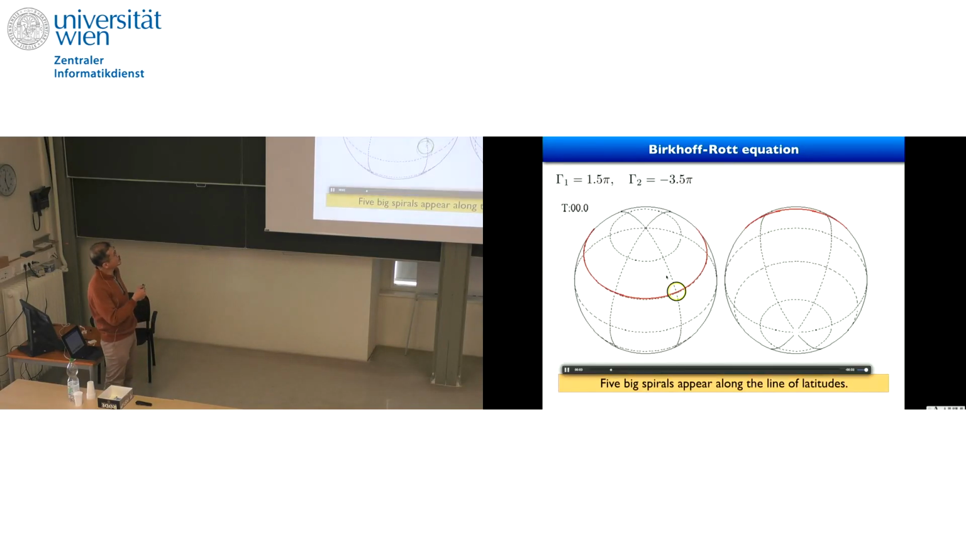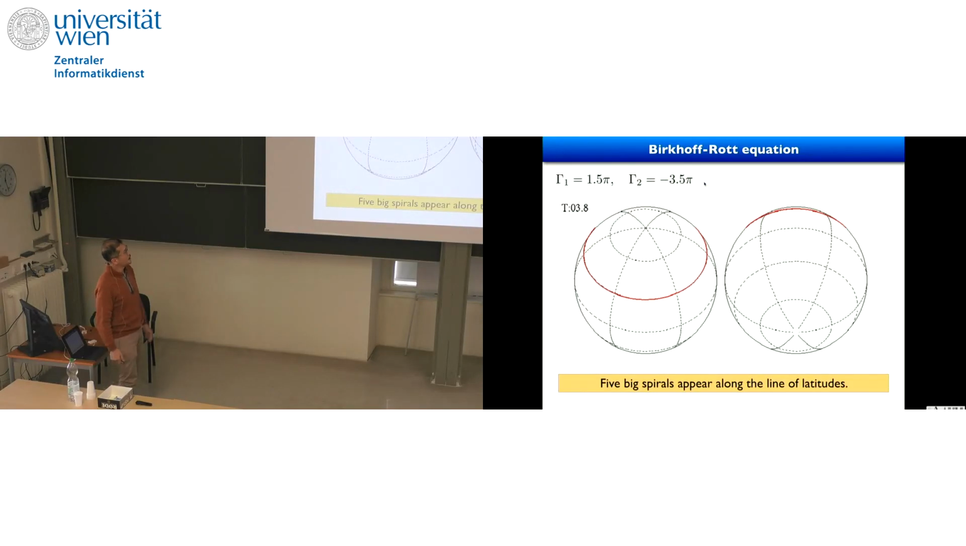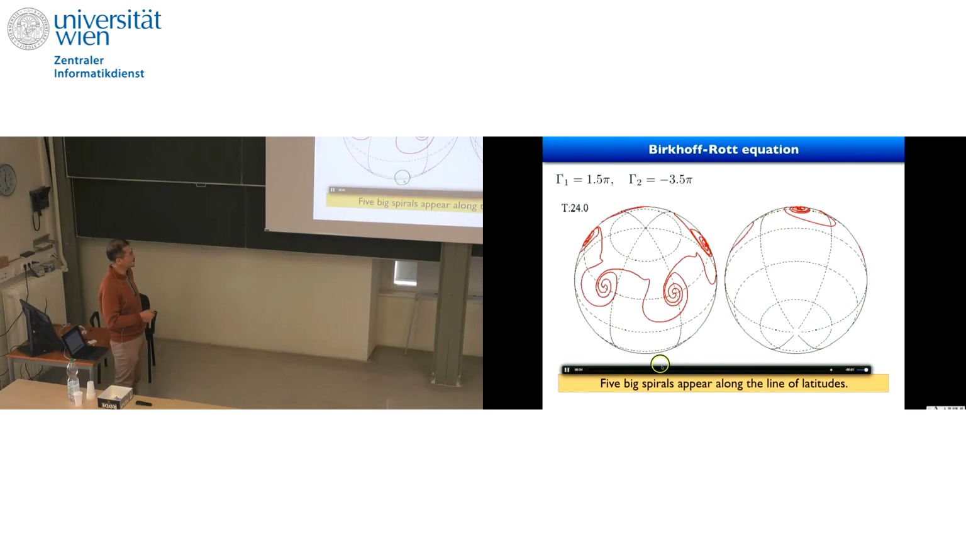When we choose the north pole at 1.5 and 3.5 pi, at the first moment it looks very stable, but after a long time evolution, it becomes unstable due to the nonlinearity and the Kelvin-Helmholtz instability. Then at some time after 18, we can see a rolling up of the vortex sheet. After a long time evolution, we see big spirals appear along the line of latitude.